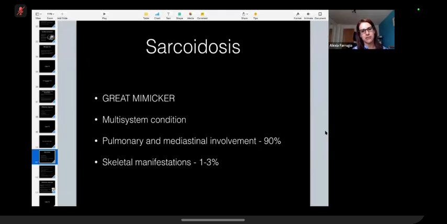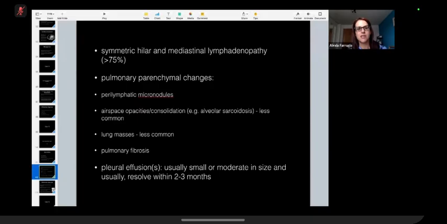Pulmonary and mediastinal involvement occurs in 90%, but this case was quite unusual because of the skeletal manifestations as well. The bony foci can be FDG avid on PET. Symmetric hilar and mediastinal lymphadenopathy is seen in more than 75% of patients. You can also get pulmonary parenchymal changes because of perilymphatic micronodules, so you see the fissures being dotted with lots of nodules.